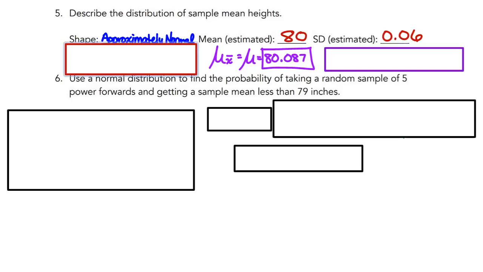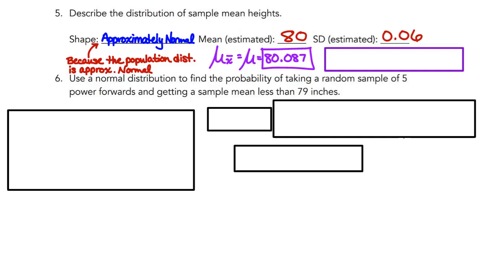I knew ahead of time that our sampling distribution, especially if we had more and more and more dots on there, was going to come out to be approximately normal, because the population distribution is approximately normal. If the population distribution is approximately normal, the sampling distribution will be approximately normal. What was the standard deviation for the population? 1.519.